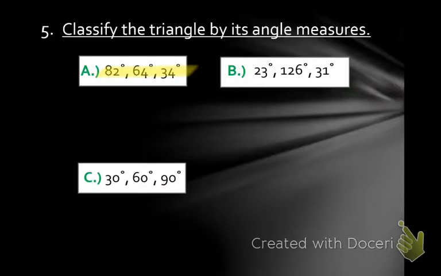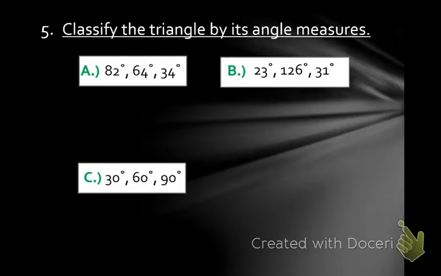Obtuse. All right, you say obtuse. Why is it obtuse? Because 82 plus 64 plus 34 equals... I don't want you to add anything. I want you just to look at it. Obtuse means it has one angle that is obtuse. That means it has one angle bigger than 90. Oh, it's acute. It is acute.